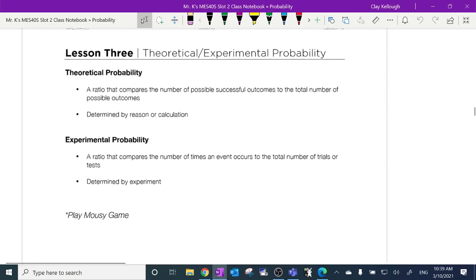So, lesson 3. Can everybody take a look at this? Not as much writing on this one. We're only going to basically do one definition and then we're going to play a game. So lesson 3, theoretical probability.